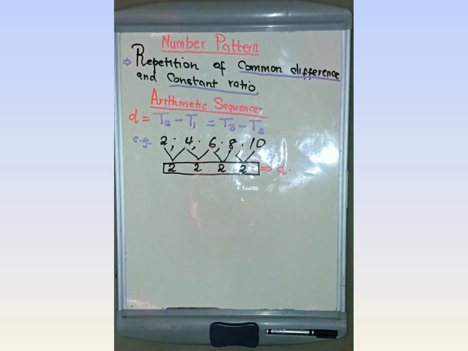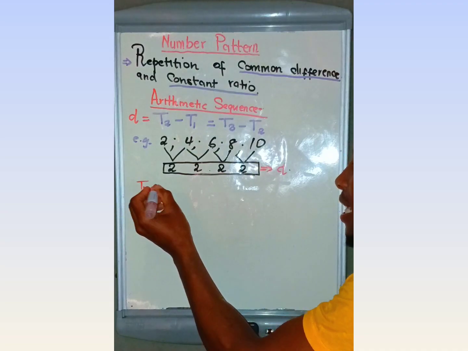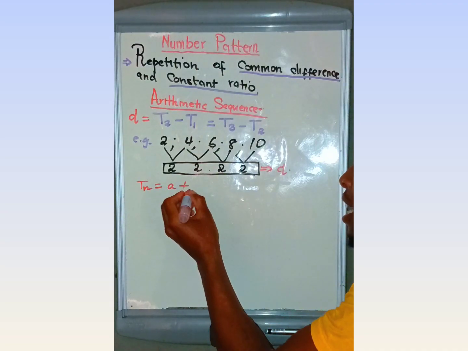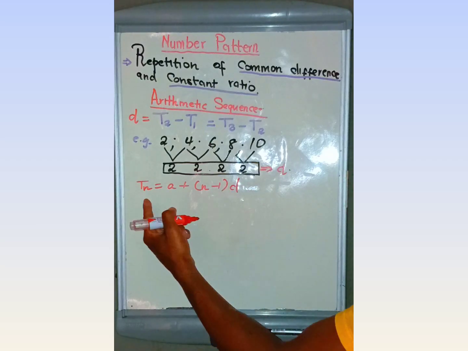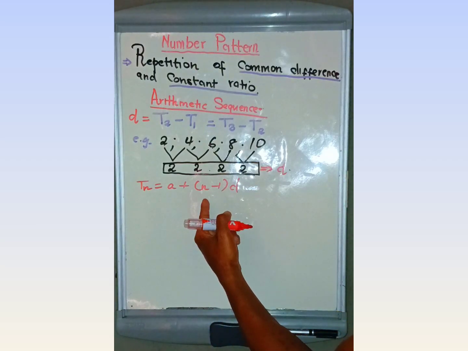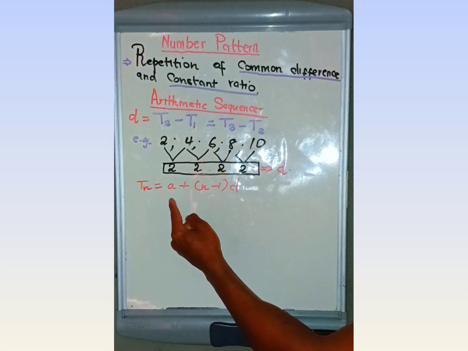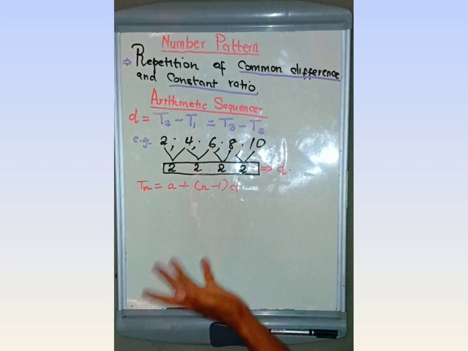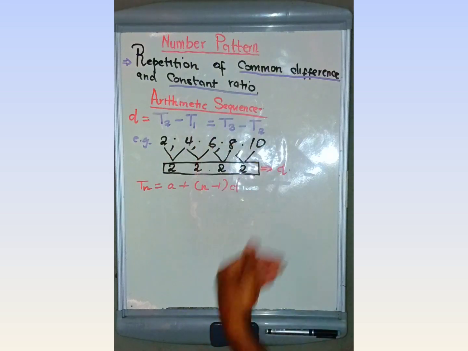In grade 12 we have the formula for the arithmetic sequence. The formula says that Tn is equal to a plus (n minus 1) times d. What is important on this formula is to find the value of a as well as the value of d. It's very simple to find the nth term or the general term of an arithmetic sequence.